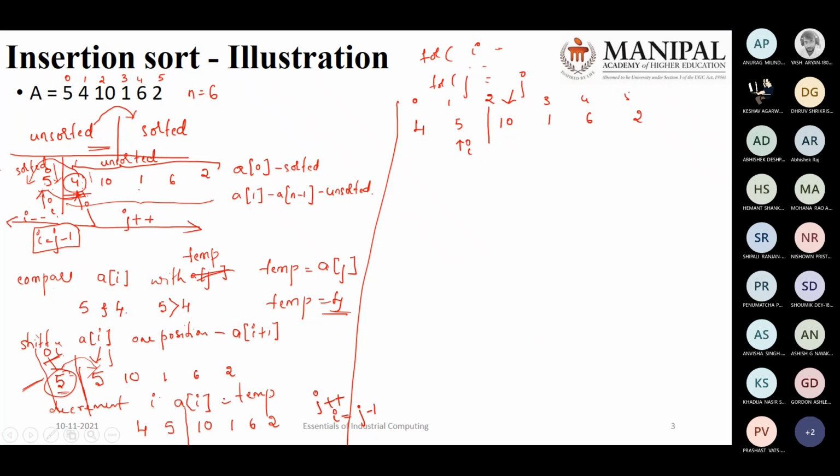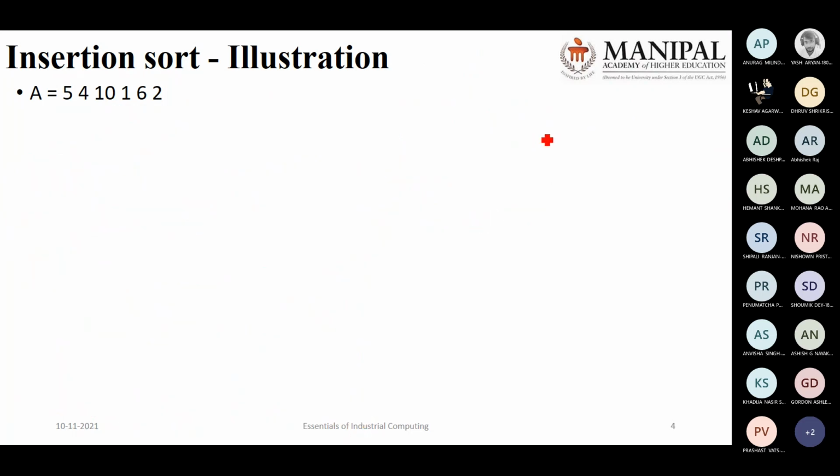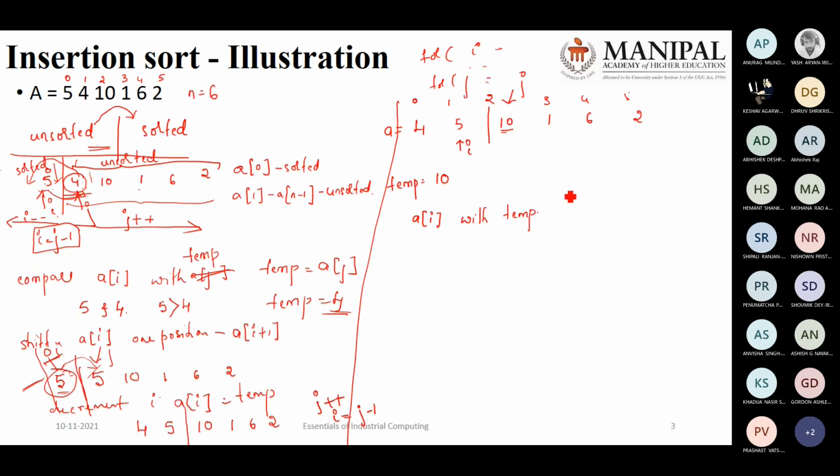Now, again you need to keep a temp. You know that temp is always A of j. So A of j is 10 here. Now, you need to compare A of I with temp. A of I is 5, temp is 10. And A of I is less than temp here, right? Because 5 is less than 10.